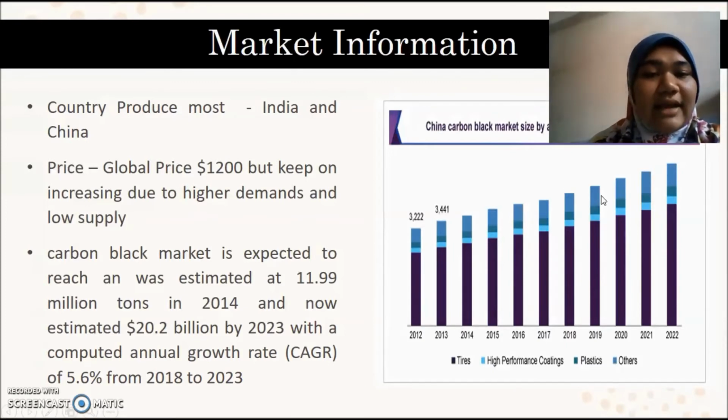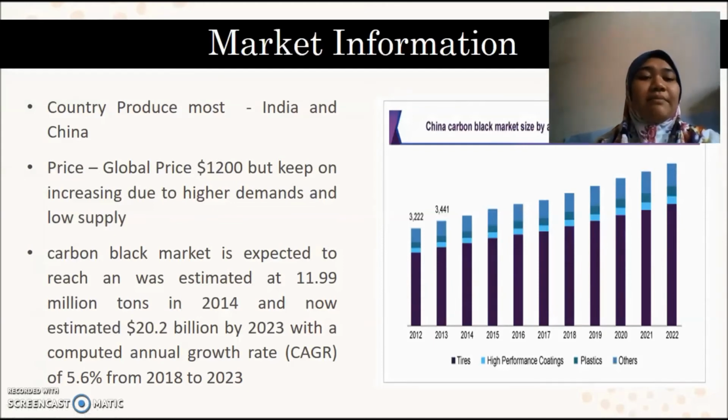So we can see that this is where the higher demand is, which is in industry. We can see that most demand is for tires, and then it goes to plastic and others. It is increasing year per year.